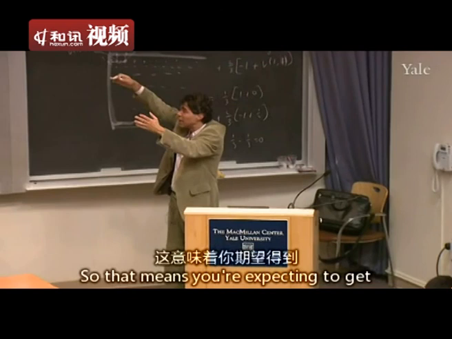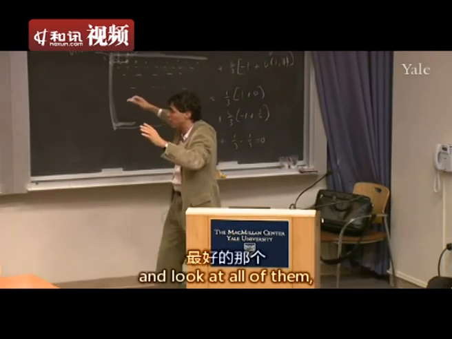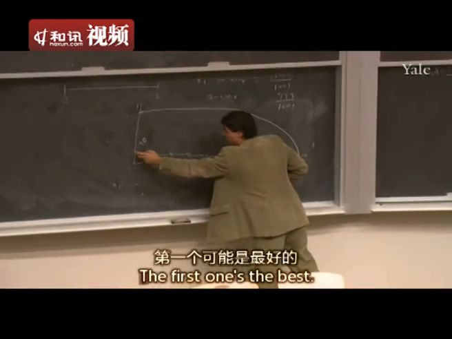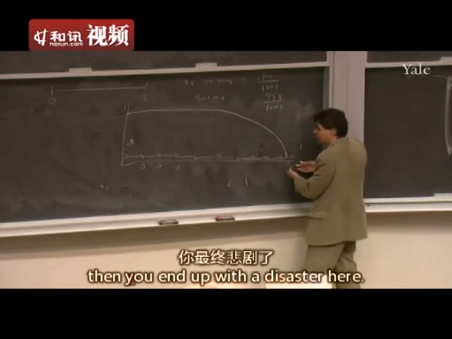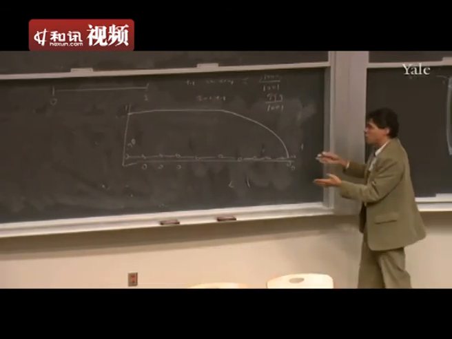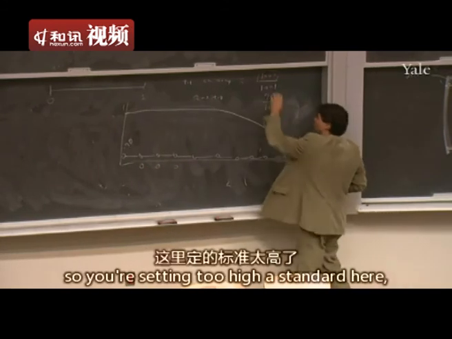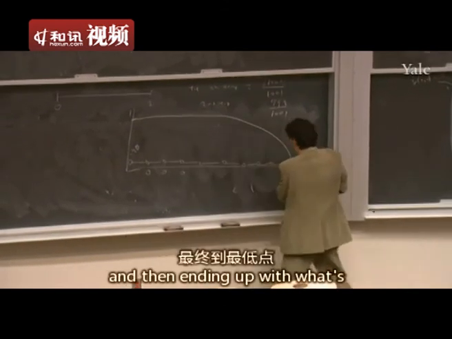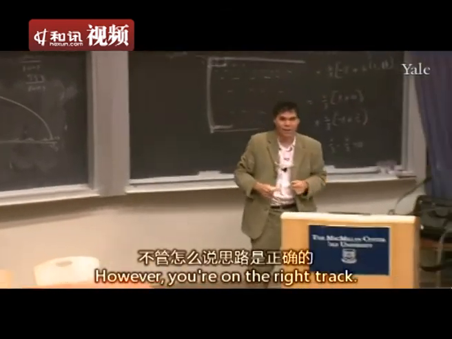Okay, so that means you're expecting to get as good a woman as if you could go to the very end and look at all of them. You never make a mistake. But I told you there's a chance you'll make a mistake. The first one's the best, it doesn't quite come to your threshold, and all the rest are worse. Then you end up with a disaster here. So you have a chance of not doing that well. You're setting too high a standard here, because you have a very good chance of saying no to all these women and then ending up with what's left. However, you're on the right track.